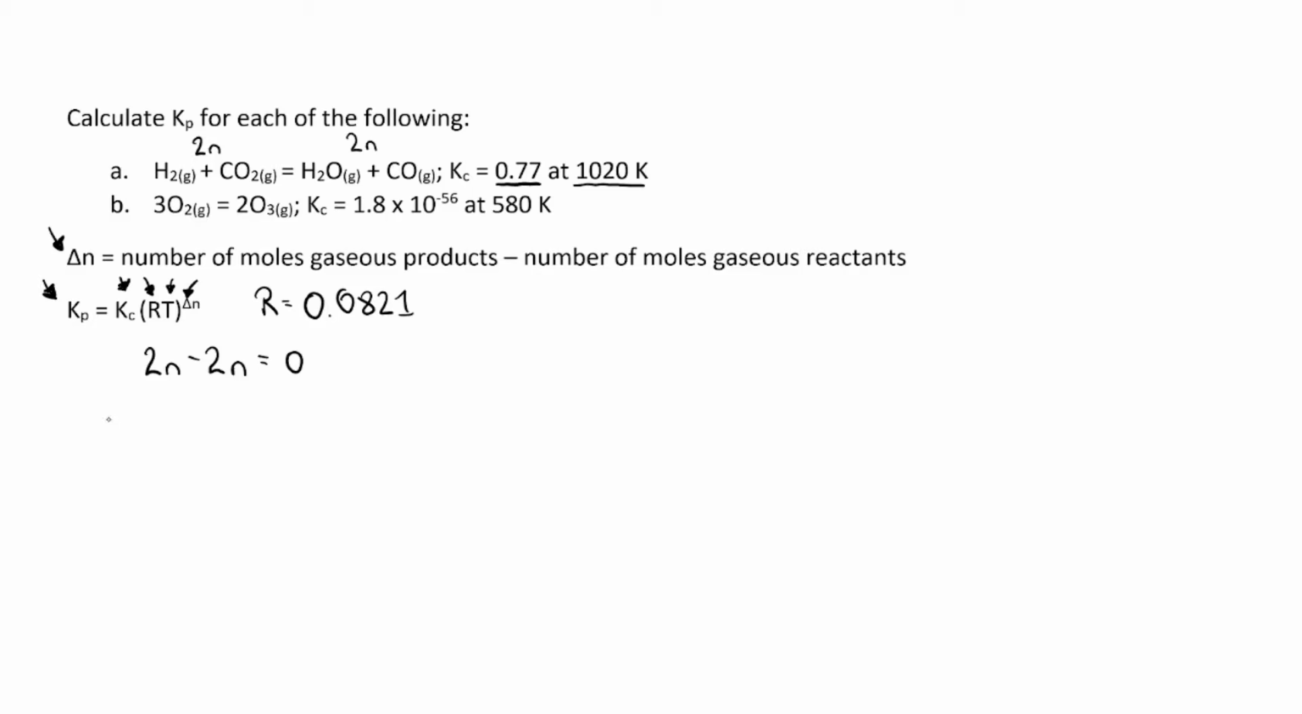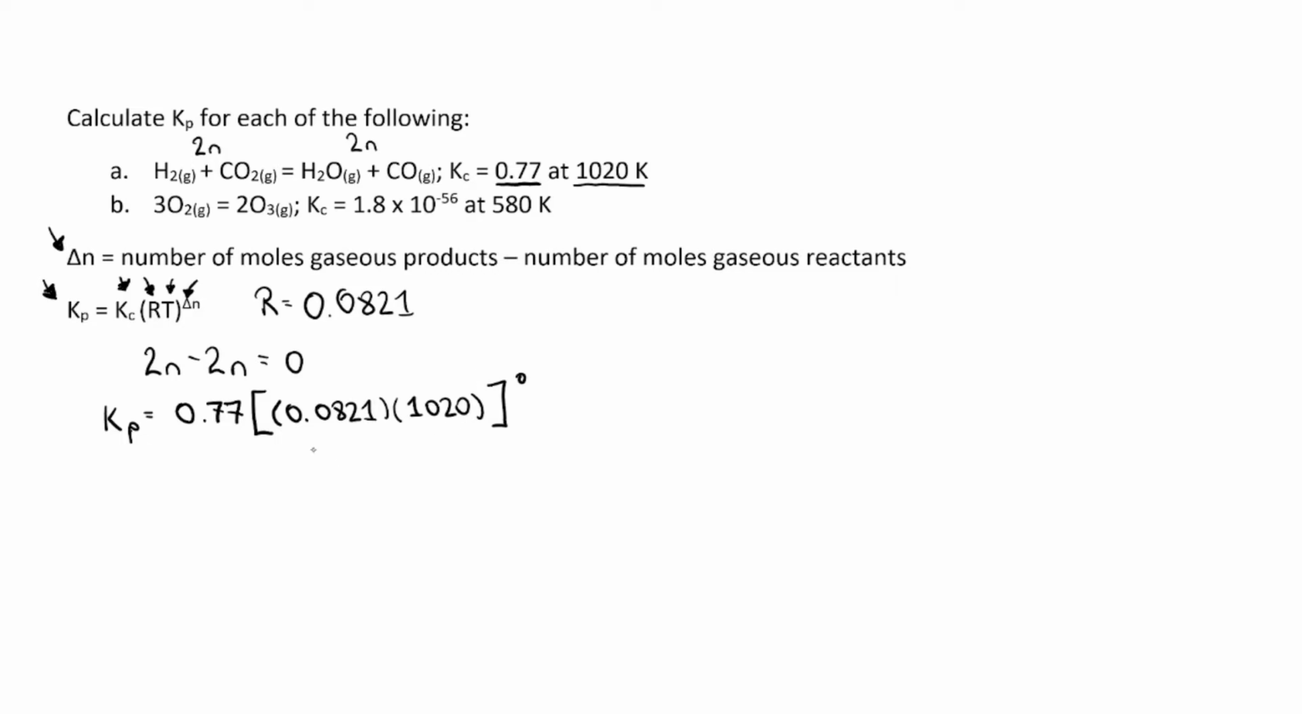So at this point, we're going to plug this information into our equation and calculate it. It ends up being Kp equals 0.77 times the gas constant times 1020 Kelvin, all this brought to the power of 0.